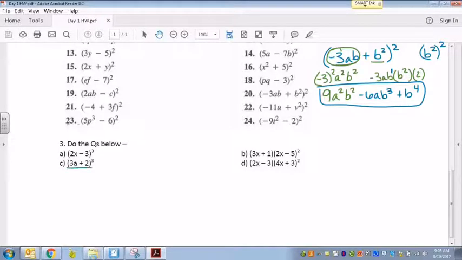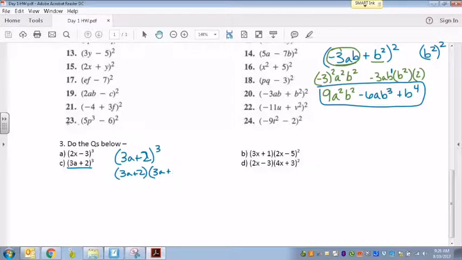Let's do letter C, for example. So if I had 3a plus 2 cubed, notice how it's not squared this time, it's cubed. And like I explained in the earlier video, when a binomial has an exponent, you can write it out however many times it is. So for this case, 3a plus 2, I can write it out 3 separate times. This is where the shortcut comes in handy, because otherwise we'd have to do the long way to finish multiplying it out.